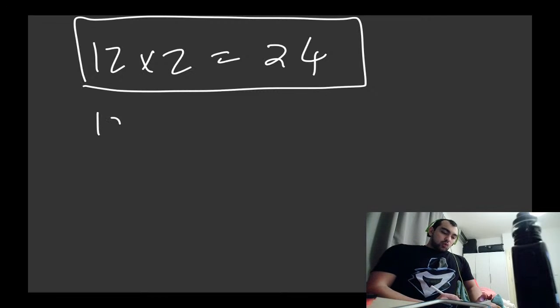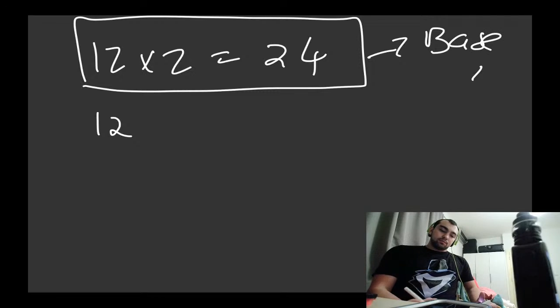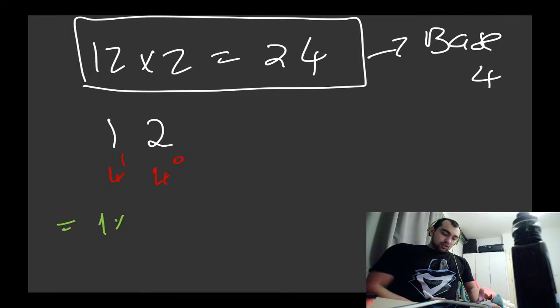Let's look at base 4, right? So let's say that we're doing this in base 4. What is 12 in base 4? Well, we'll just learn how to look that up. So 12, we're going to have our exponents. So we're going to have 4 to the 0, 4 to the 1. And this is going to be equal to 1 times 4 to the 1 plus 2 times 4 to the 0, which is going to be 4 plus 2, which is going to be 6, right?